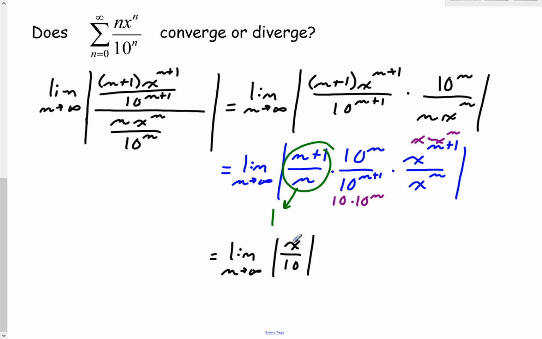Well, I no longer have any n's inside my limit, so the limit as n goes to infinity doesn't matter. This equals the absolute value of x over 10. And so, according to the ratio test, this will converge as long as this is less than 1. If this is greater than 1, my series diverges. And if it equals 1, I don't know if it's converging or diverging. But whatever this is, if it's less than 1, it does converge.